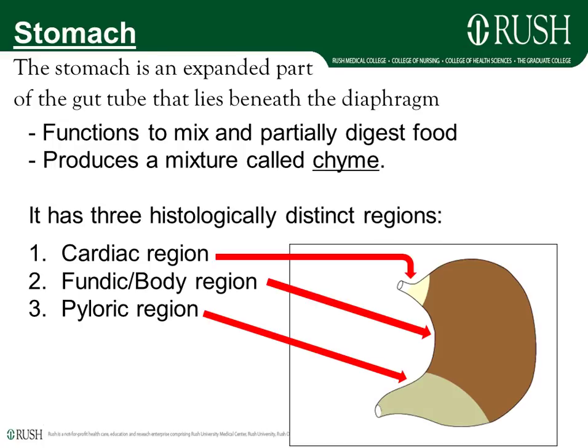The stomach is an expanded or sac-like portion of the GI tract. It functions to mix and begin the digestive process. The food, fluid, and secretions in the stomach wall together comprise a mixture called chyme. Now, histologically, there are three distinct regions, although anatomically you can think of the stomach as having four regions: the cardiac, the fundus, the body, and the pylorus. Really, the fundus and the body histologically are identical, so we're just going to call them the body.